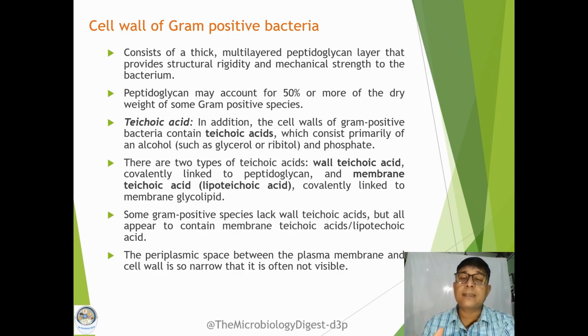There are some other structures which give extra rigidity to the gram-positive bacterial cell wall. It is the teichoic acid. Teichoic acids are present in gram-positive bacteria, and are not present in gram-negative. They give additional strength to the gram-positive cell wall. When we see the structural details diagrammatically, we will be very much able to differentiate between the gram-positive cell wall and the gram-negative cell wall.